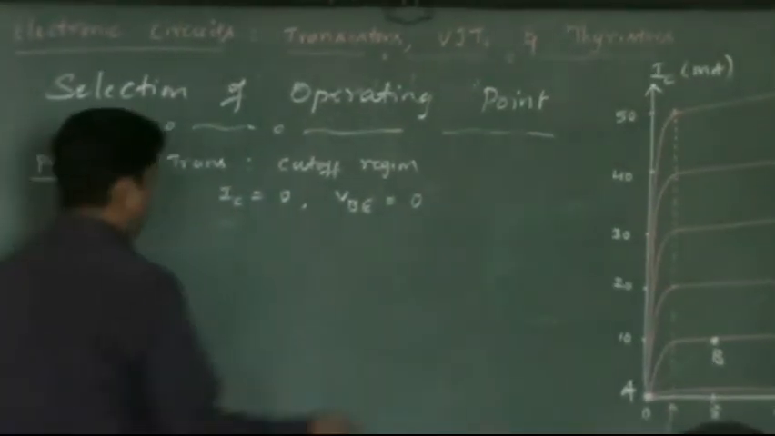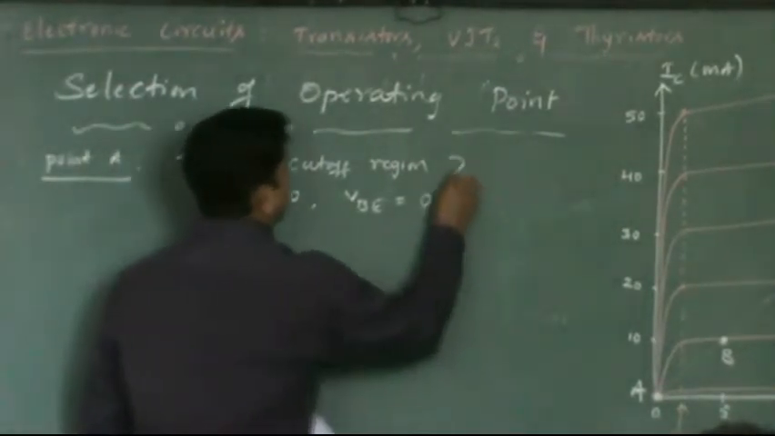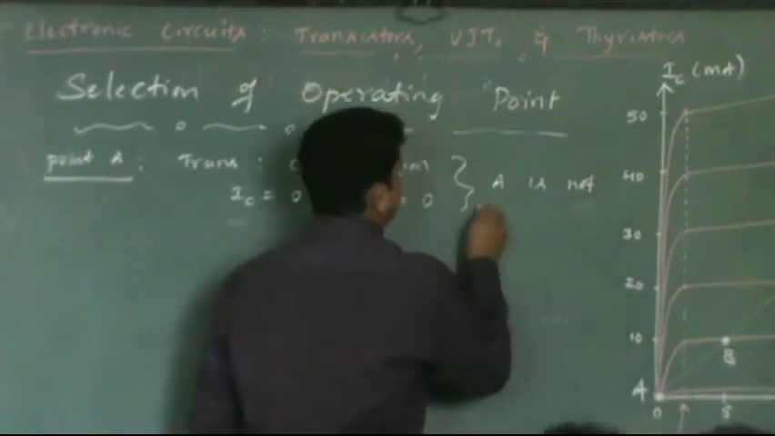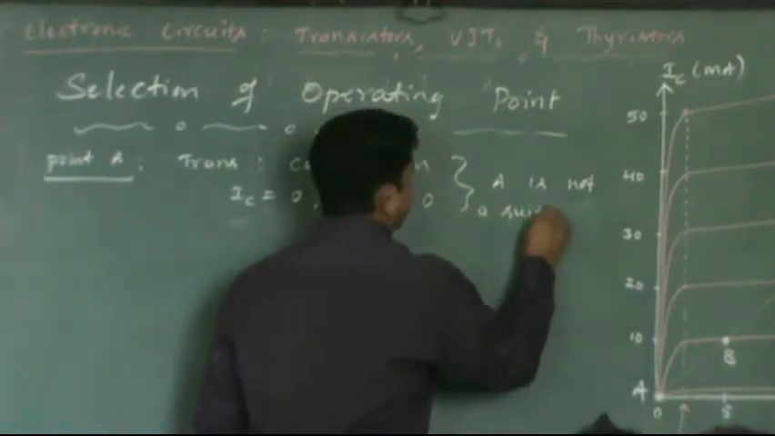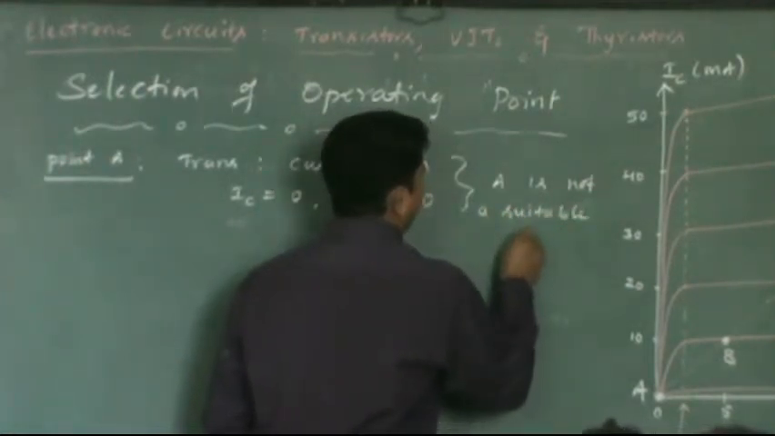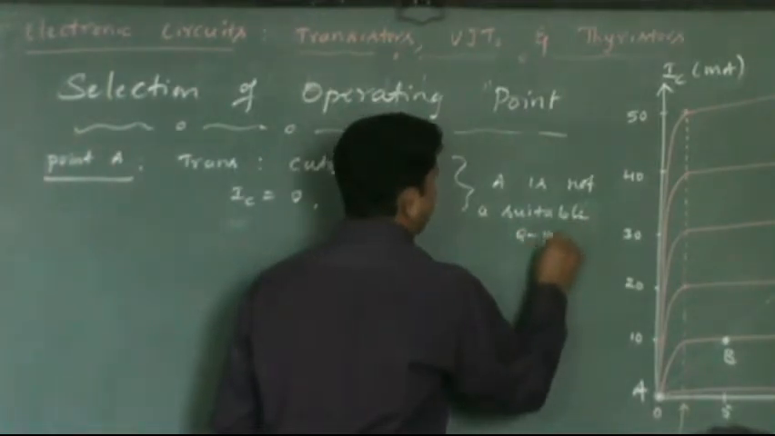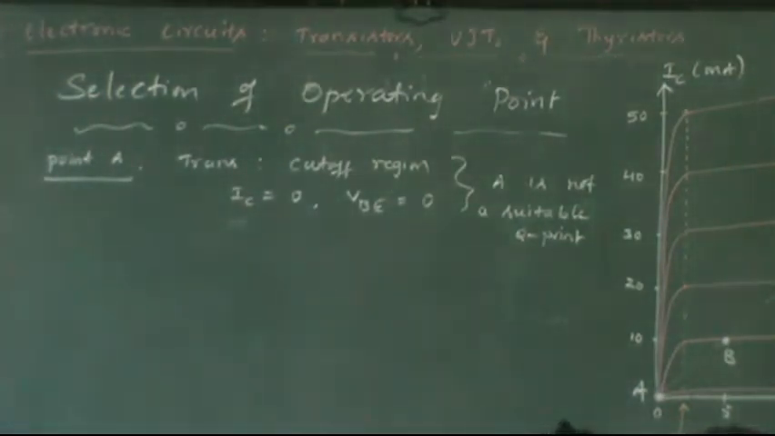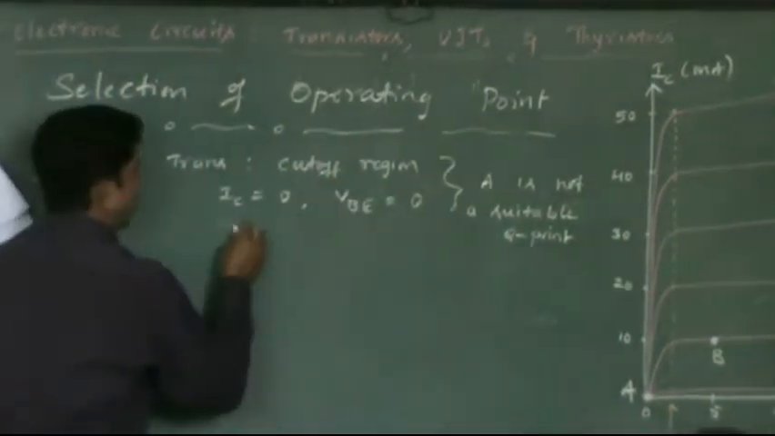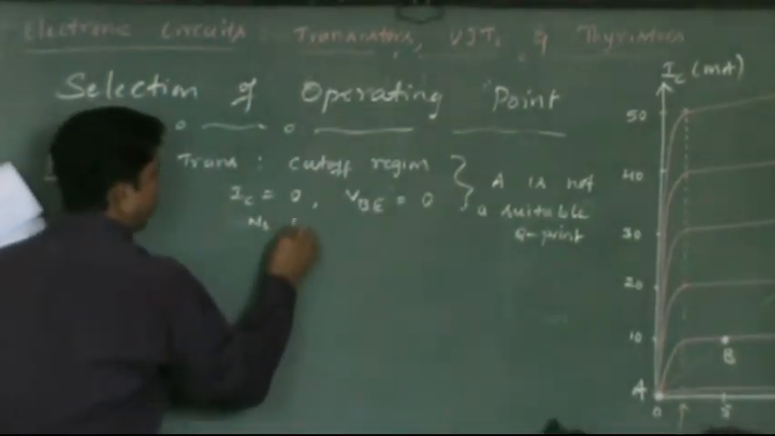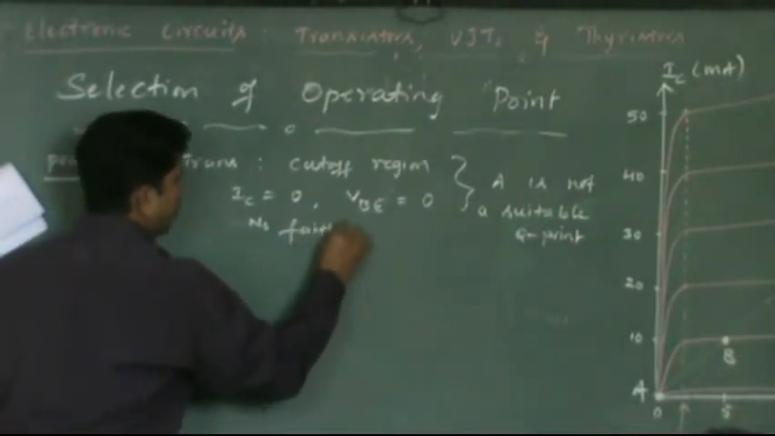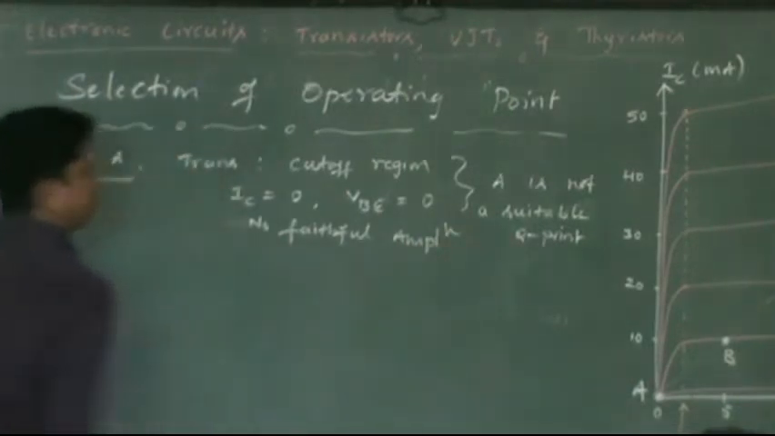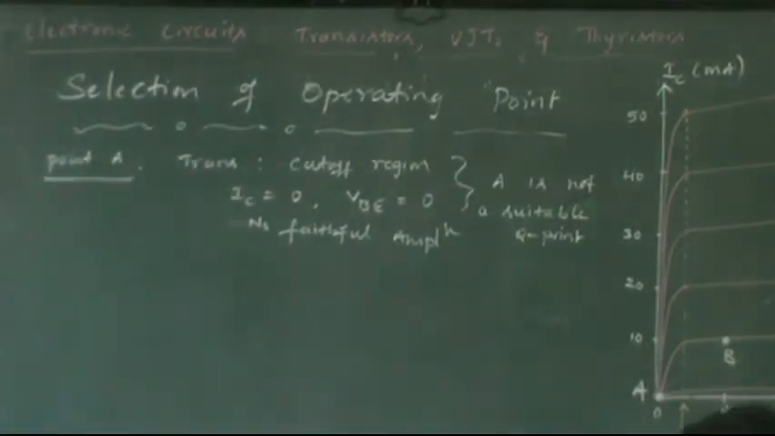And lastly, what we can conclude from this is that operating point A is not a suitable Q point or operating point because of these reasons which I have given. You cannot achieve faithful amplification because of all these reasons. Let me say, no faithful amplification. That is going to be the drawback of point A.